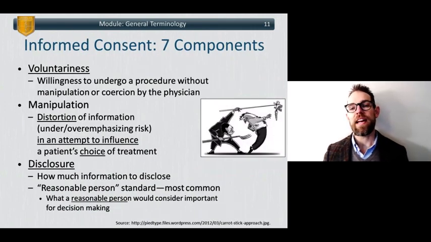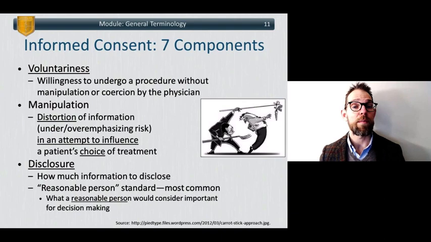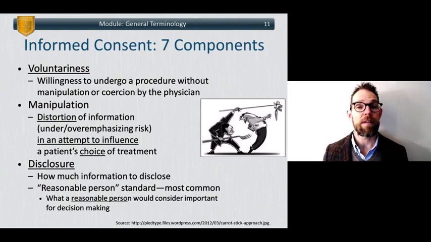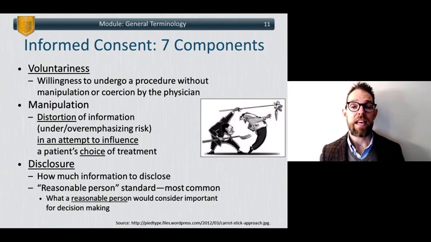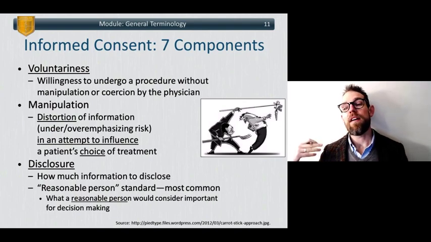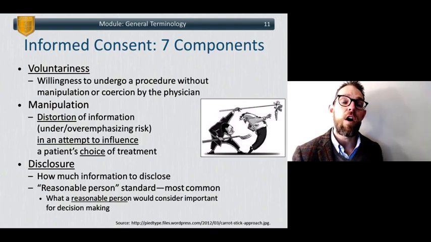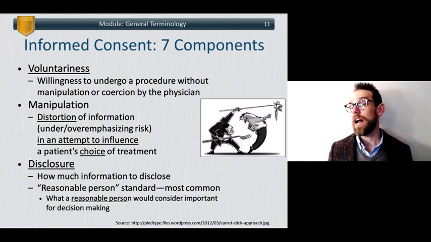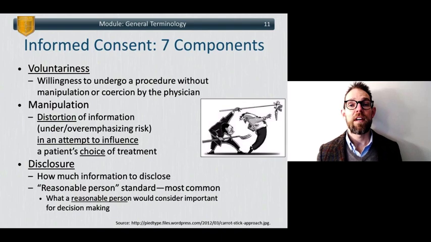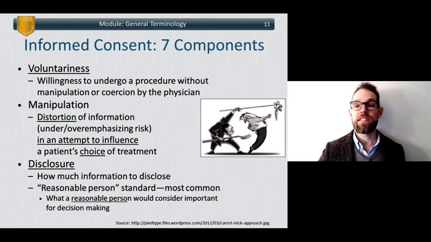So informed consent has to be voluntary, so the patient has to be willing to undergo a procedure without manipulation or coercion by me as an anesthesiologist or the surgeon. The information cannot be manipulated. Information can't be distorted to imply an overestimation of risk or, frankly, an underestimation of risk that might influence the patient's decision to proceed or not to proceed.